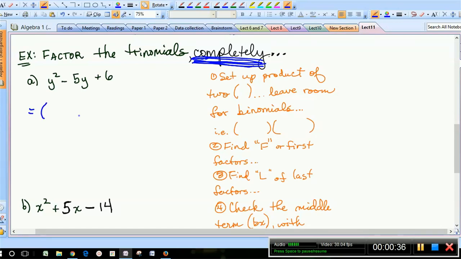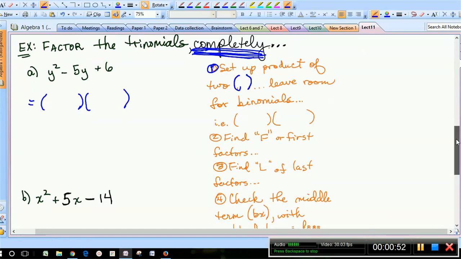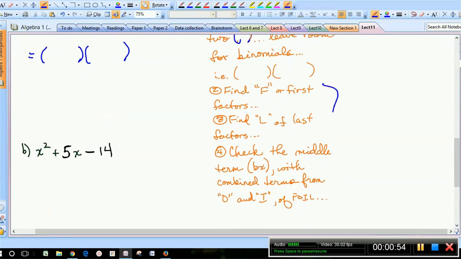Remember we said we wanted to set up the product of two binomials, empty parentheses. So that's what number one here is. Set up the product of two sets of parentheses, and of course, leave room for your two binomials. Now we're going to proceed to unfoil. That's what these next steps are. We're just unfoiling, or unmultiplying. Factoring.